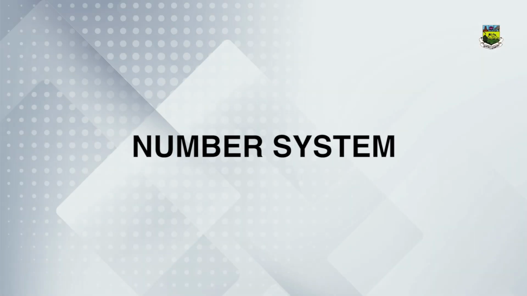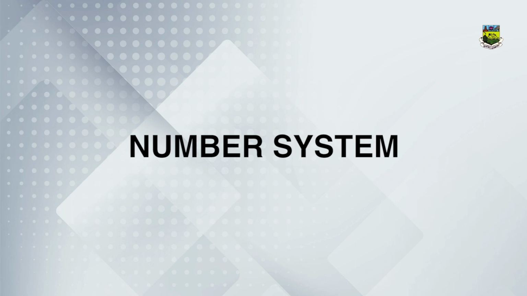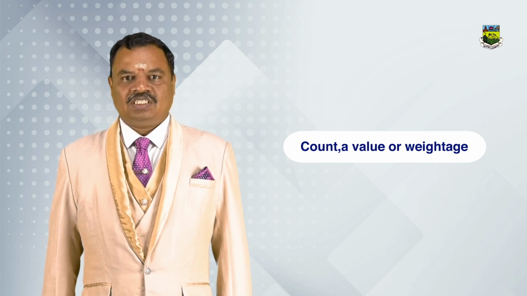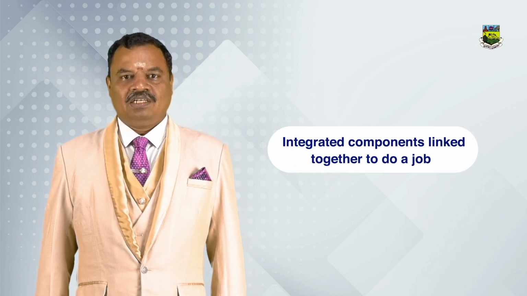Now we have a lecture on number systems. As we know, numbers are a count, a value or some weightage. System means integrated components linked together to do a job. As an example, a computer is a system, whereas a bicycle is not a system. A home theater may be said to be a system, whereas a tube light may not be a system.